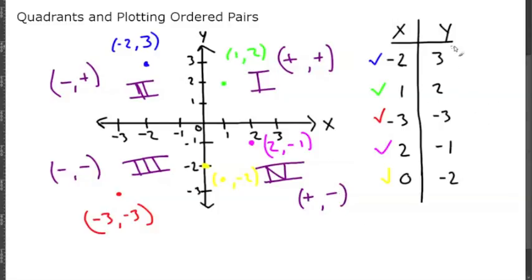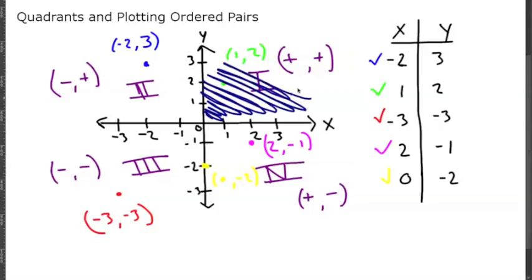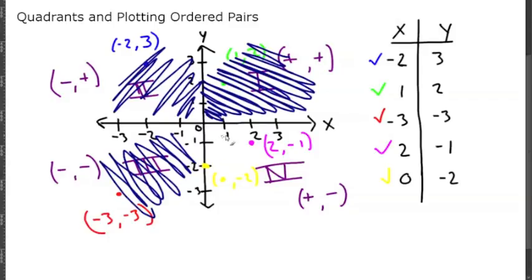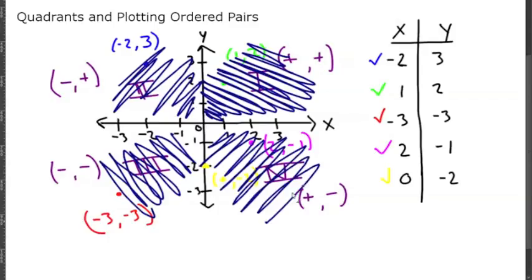Now, looking at these that we've already plotted, we will be able to determine which quadrant the point is in. So, any point in quadrant 1 will lie in this shaded area. Quadrant 2 will be in this shaded area. Quadrant 3 will be in this shaded area, and quadrant 4 will be in this shaded area.